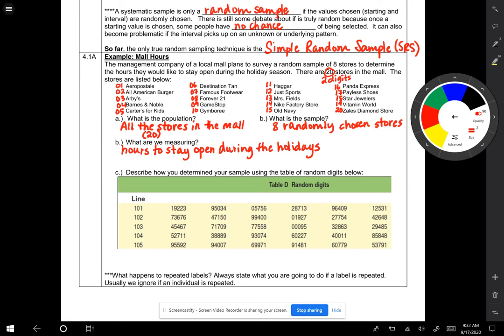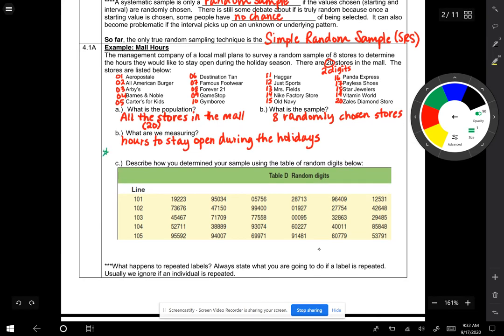So let's describe this information somewhere. I'm going to write small here because we have to describe our method. So I'll start right here. Since there are 20 stores, and you have to describe it, you don't just number them, you have to tell in words what you are doing. Since there are 20 stores, I label each store with a 2-digit number.